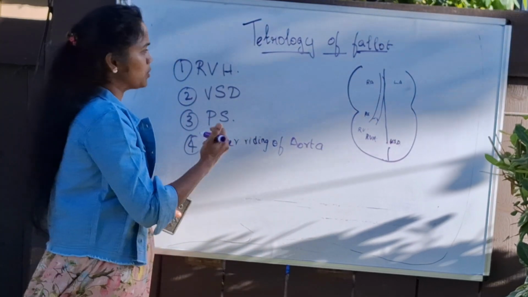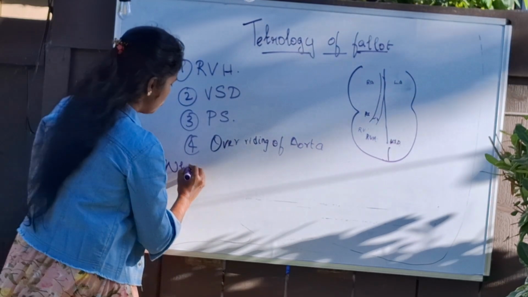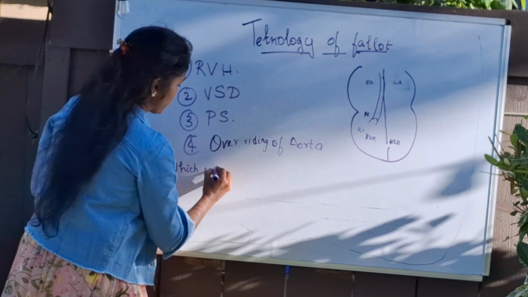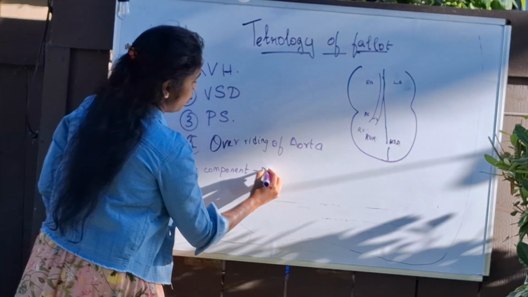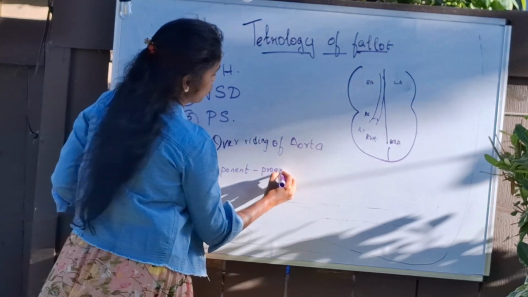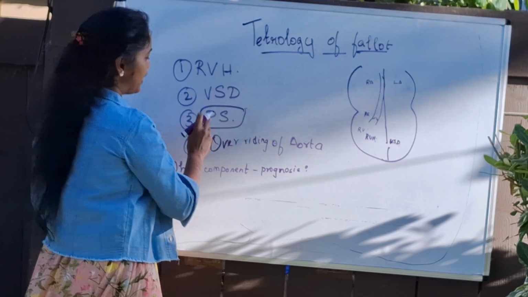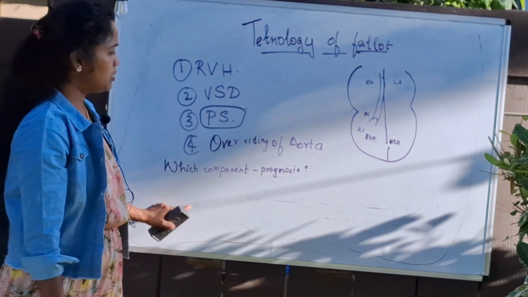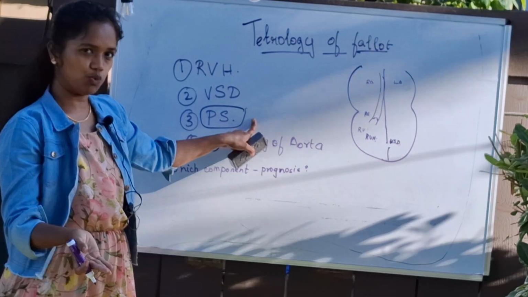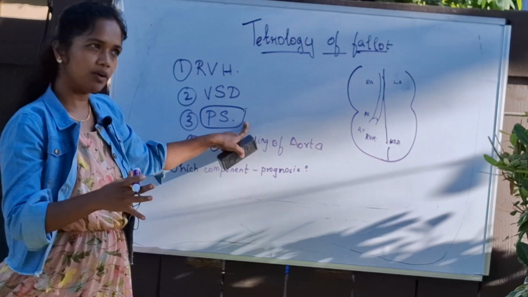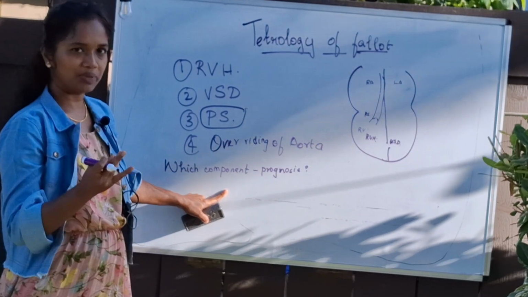Now, the next step in question. They might ask you which component is responsible for the prognosis of the condition. So out of all the four, which is responsible for the prognosis? Here, the extent of the pulmonary stenosis determines the prognosis. When the pulmonary stenosis is very severe, the prognosis is poor, but when the pulmonary stenosis is mild or minimal, then the prognosis is good. So this is what the question is about.